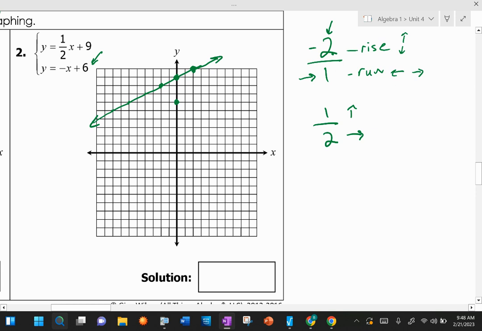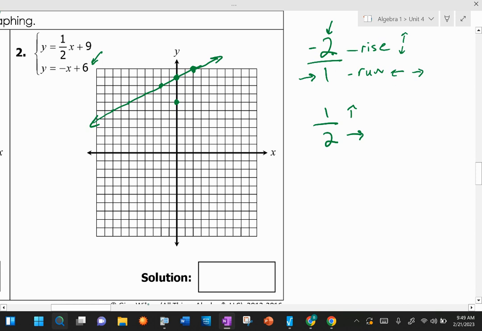It would work with the top one too, yes? If I plugged 0 in for x on the top one, what would happen? Yeah, you'd have 1/2 times 0 is 0, so you just have a 9 right there. It works the other way for the x-intercepts also. We'll talk about x-intercepts and zeros at a later time.